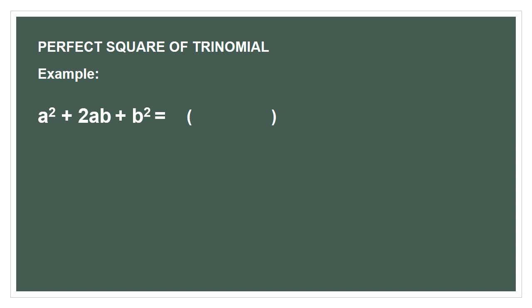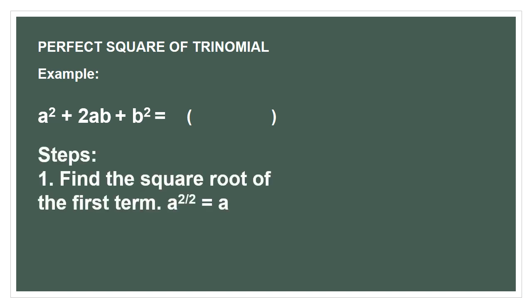Okay, so, ang example natin is a squared plus 2ab plus b squared. Gagawa tayo ng ating parentheses. So, ibig sabihin, dyan natin ilalagay yung ating binomial factor. Okay. Next is, follow these steps. Find the square root of the first term, which is a squared. I-divide lang natin yung exponent natin sa 2, then it is equal to a. So, isusulat natin yung ating sagot doon sa parentheses.